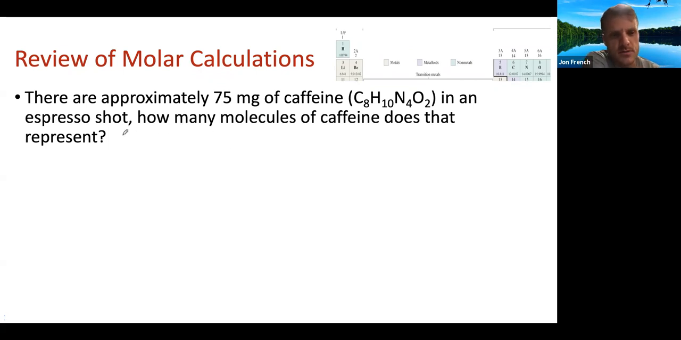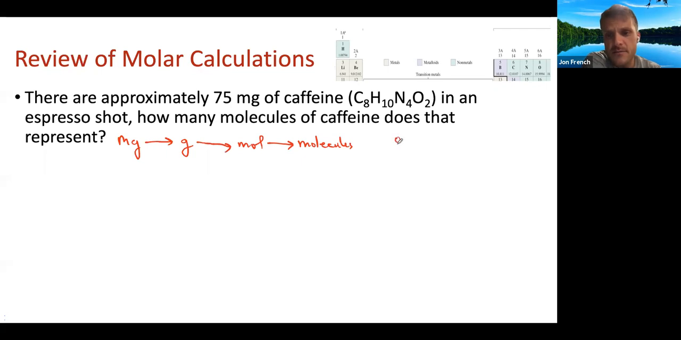To answer this question, we had to start with milligrams and go to grams. So we had to use the metric system for that, because once we're in grams, we can find the molar mass of caffeine using the periodic table. And we know that the molar mass relates grams to moles. And then once we find moles, we can find the molecules using Avogadro's number. So first things first, let's find the molar mass of caffeine.